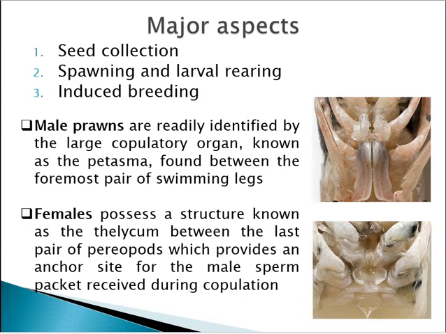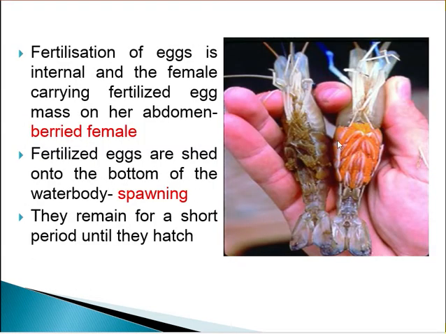Second one is spawning and larval rearing. So, second thing is we can just have brood stock. We can collect mature males and females from natural water bodies, and we can make them spawn under our captivity. So, for this we can collect fully mature or gravid females. As I earlier showed you, a gravid female or a berried female is one which is having fertilized egg mass on her abdomen. So, instead of collecting seed from nature, we can collect the berried females from nature.